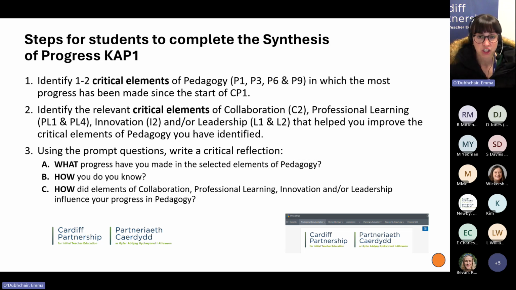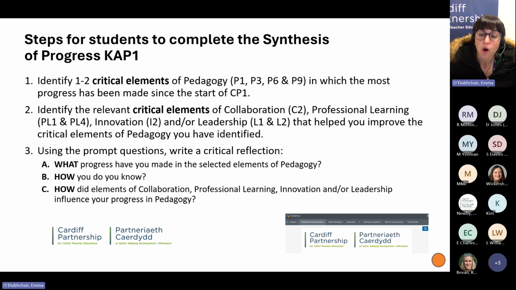Perhaps the team teaching that they've done in collaboration with you as a mentor has really helped them to improve their management of the learning environment. Perhaps the time that they've taken to really get to know the learners and build those relationships has helped them to move their pedagogy forward in that regard. So they're thinking about these standards in an interconnected way in this synthesis of progress.